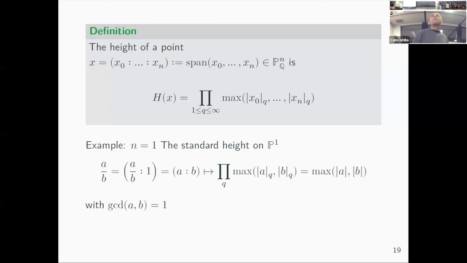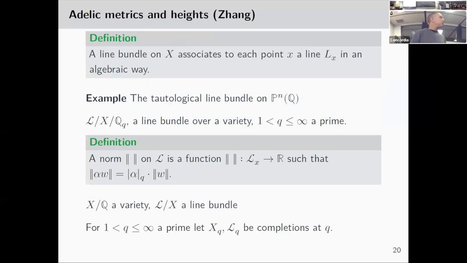Okay. Right now, when I gave the more specialized talk yesterday, I said that you should basically forget about all these standard heights, because there's a much better way of doing all of that, and that's the method of p-adic metrics and heights, which is due to Zhang.